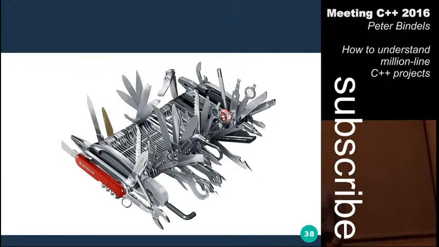Does anybody have any of these? If somebody offers it to you, don't buy it. It's terrible.